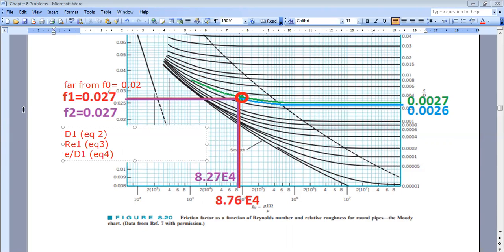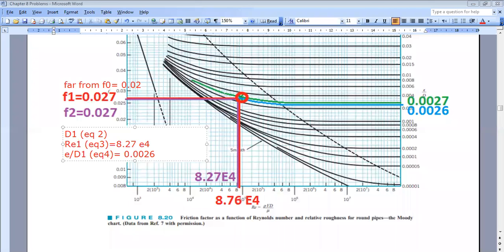Now you will obtain the new values. The new Reynolds is 8.27 times 10 to the power 4. So from here, you can know that I am close, because before I had 8.76 times 10 to the power 4. The difference is not very high. And for epsilon over D, I was at 0.0027; now I calculate 0.0026. So just from here, you can predict that the value of f will be very close.